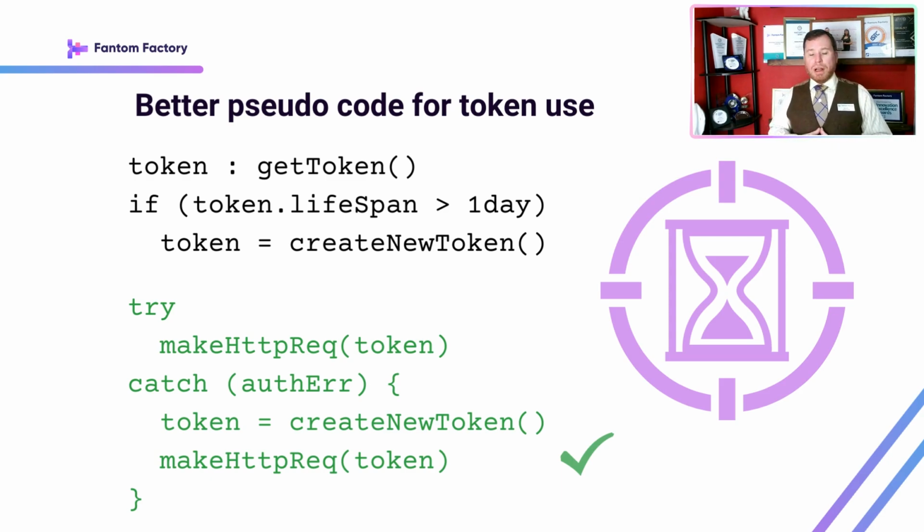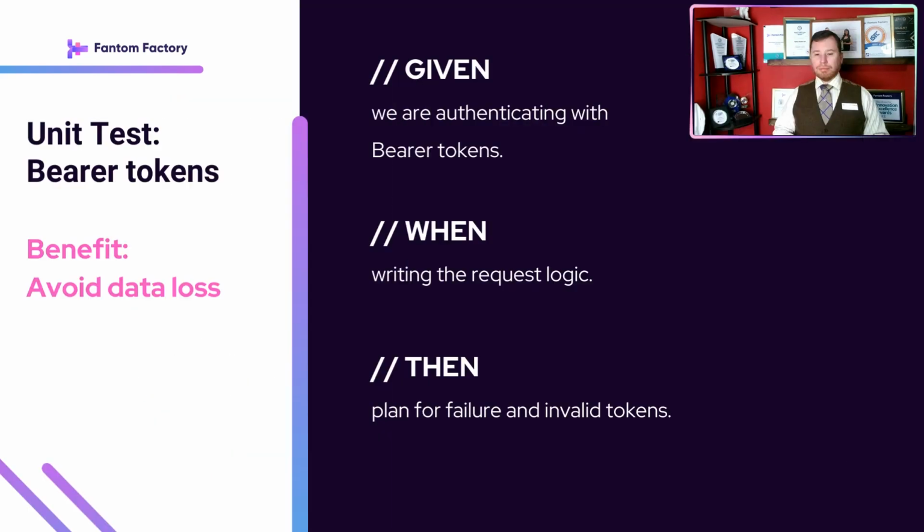For example, whilst I was writing this presentation in my hotel room, I had a power cut for several hours. I mean, these little things are not supposed to happen, but they do happen. Given we are authenticating with bearer tokens, when we are writing the request logic, we should plan for failure and invalid tokens. This helps us avoid data loss.